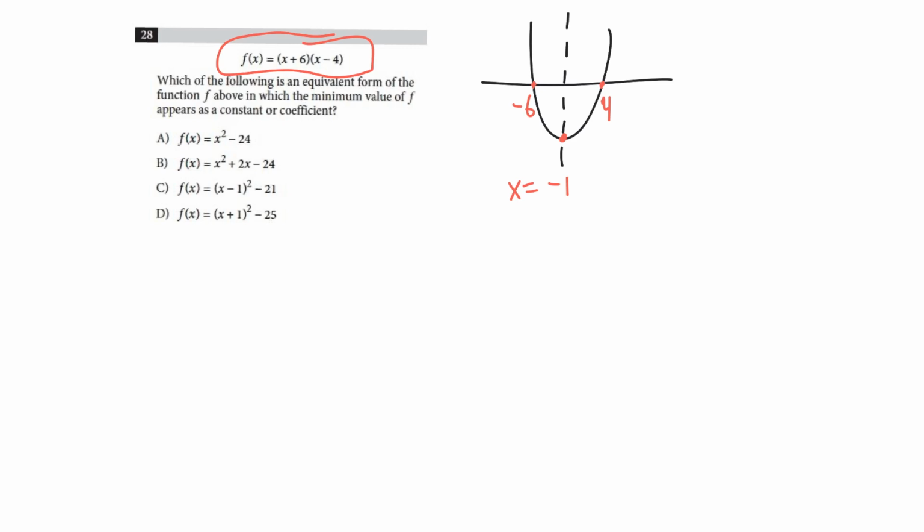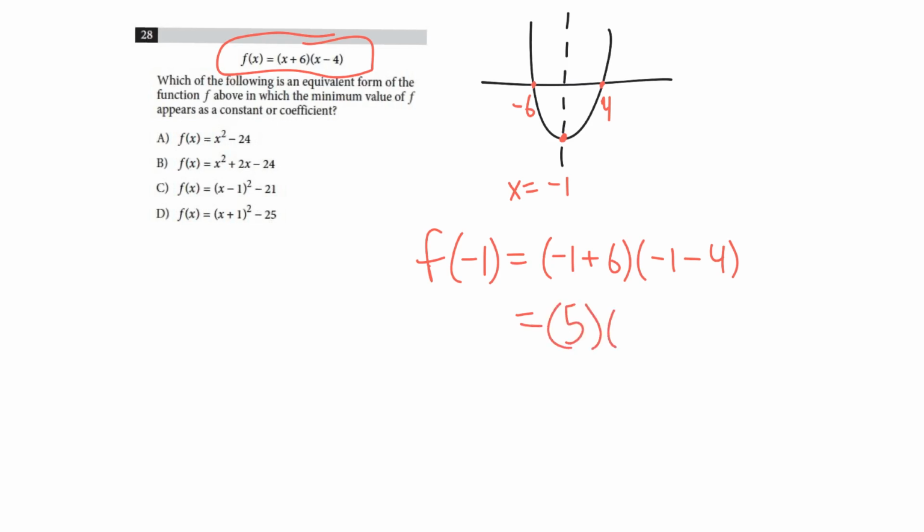So to find the value of the function at x equals -1, we just need to put -1 into our equation. So f of -1 equals -1 plus 6 times -1 minus 4. That's going to be 5, and then times -5. So -25 is the minimum value of our function, and that shows up in D as a constant.